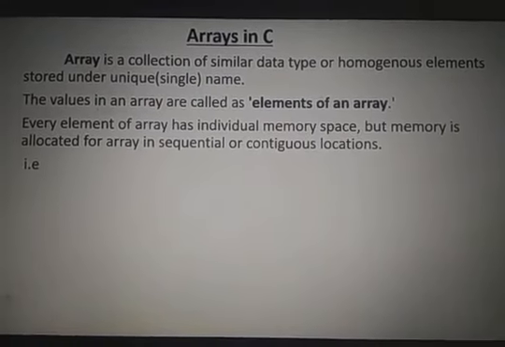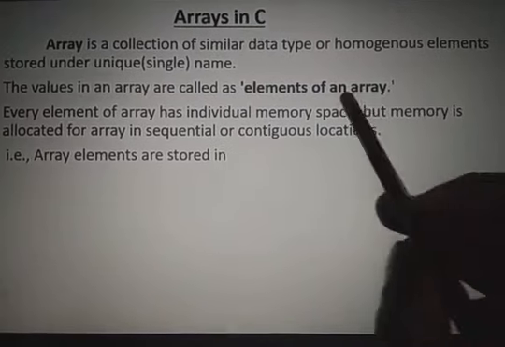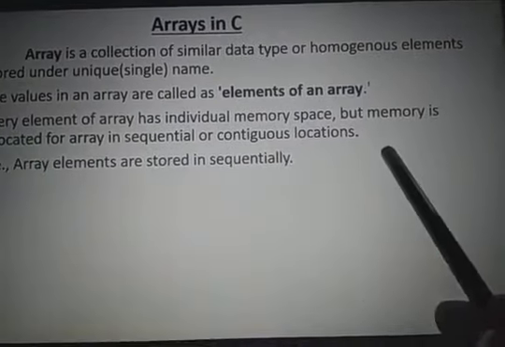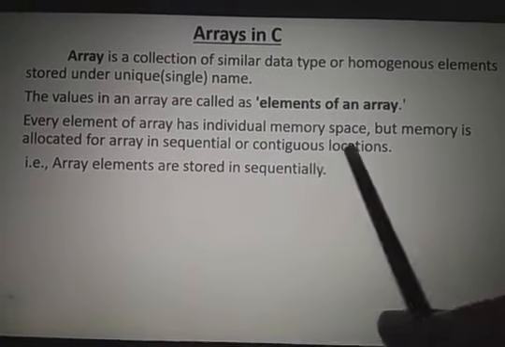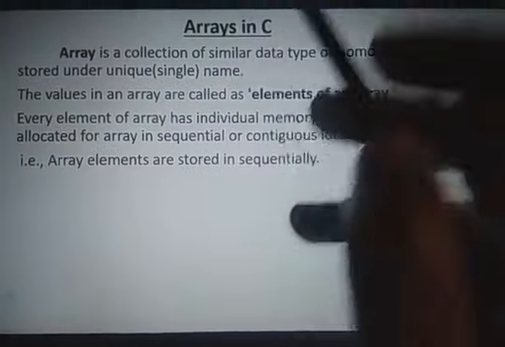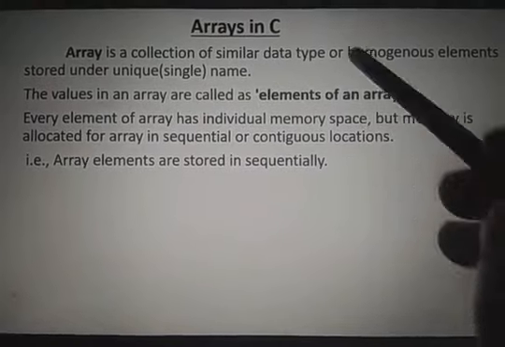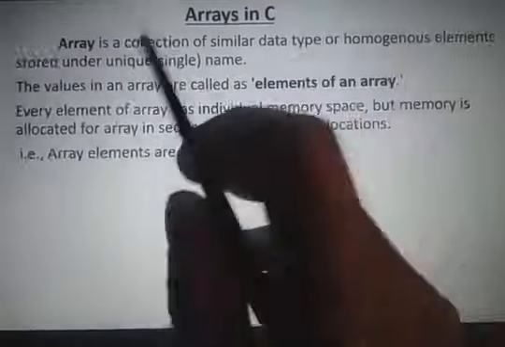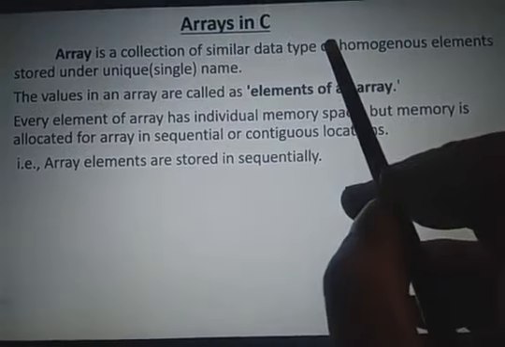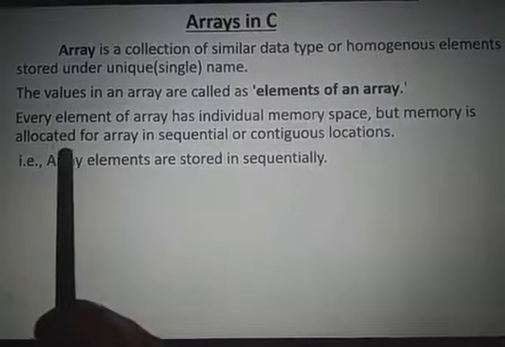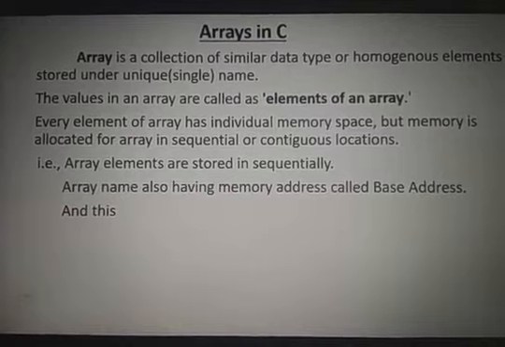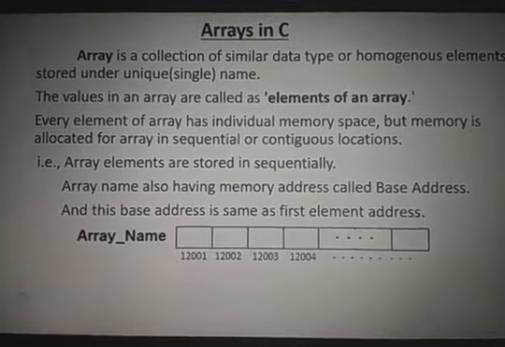Every element of an array has individual memory space, but these memory spaces are allocated sequentially, in contiguous locations. That means an array is used to declare a variable for same data type elements. Only one variable, and it can store same data type elements. So array elements are stored sequentially. The array name also has a memory address called the base address. We will discuss that later.